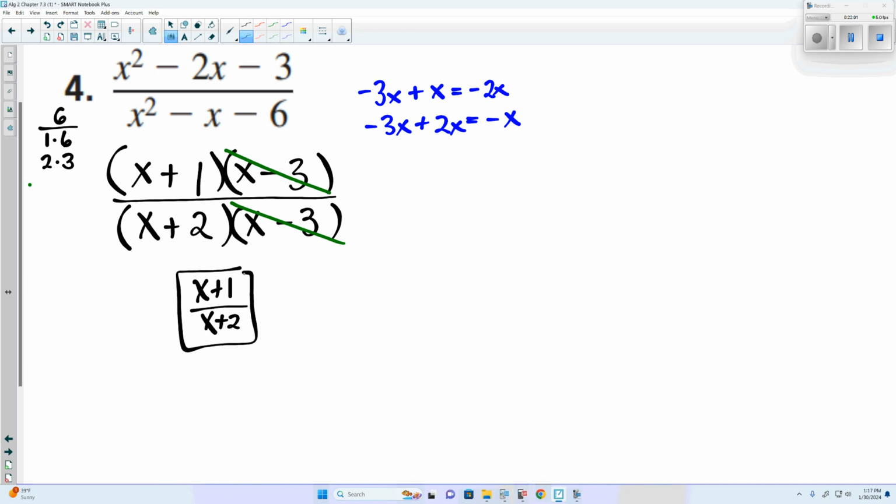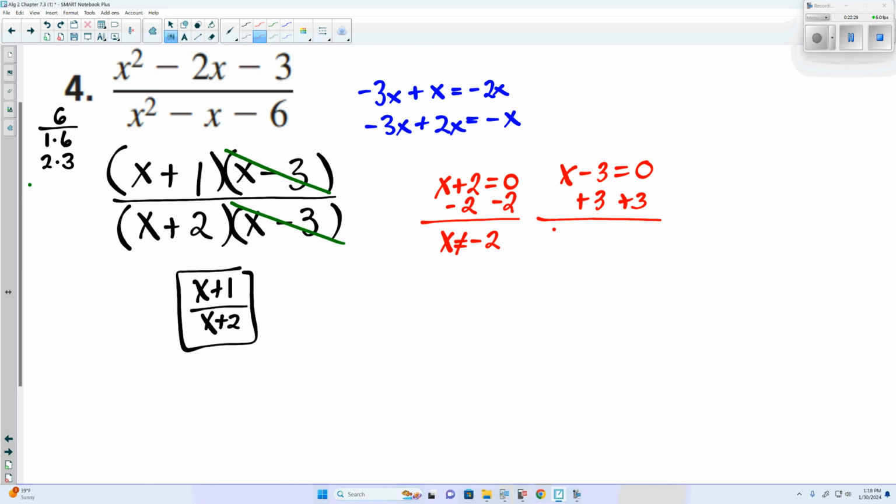I mean, it's good to list the restrictions. I just don't want to forget it. Yeah, because it becomes very helpful when solving. Because if one of the restrictions shows up as a solution, it's defined as an extraneous solution. It's a solution that we get from solving but does not work in the original problem. Now our x plus 2, we would subtract 2, telling us x cannot be negative 2. For the other one, we can add 3, telling us x cannot be 3.